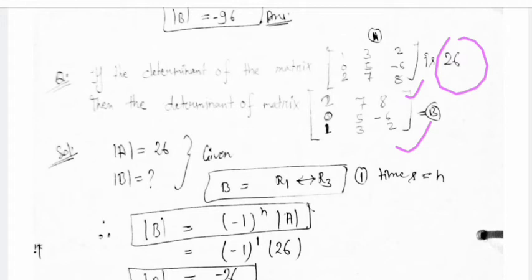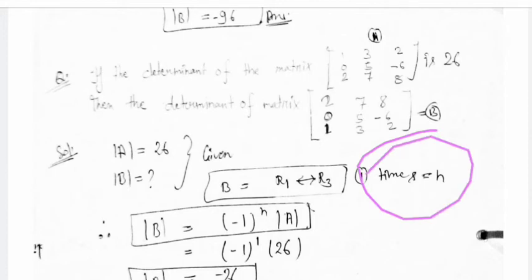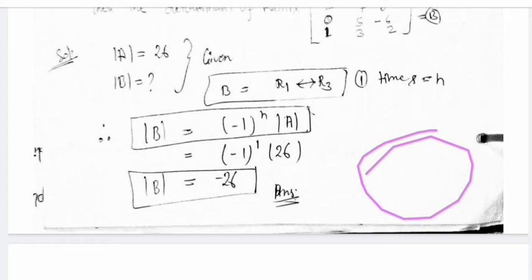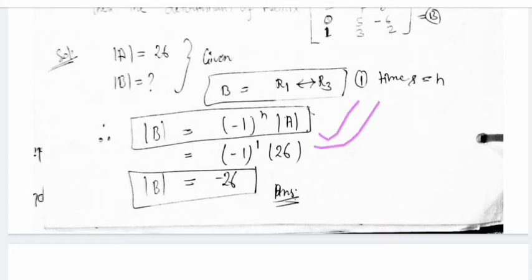Now we consider the given matrix to be B. The determinant of A is 26, which is given, and we have to find the determinant of B. Now, when we interchange the first row with the third row, we get the sign change. Yes, of course, this is correct. After this, the determinant of B is equal to minus 1 to the power of n times mod A. After putting in the values, the determinant of B is, in just a few seconds, minus 26.